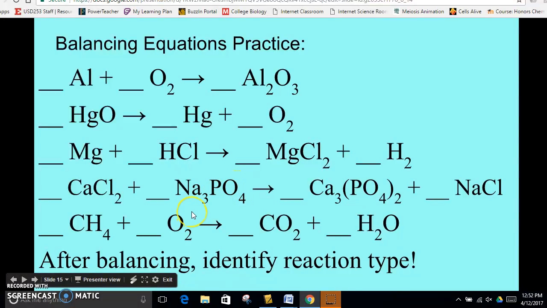If you are not able to do these, I have created an EduCreations video where I balance the first one, so aluminum plus oxygen yields aluminum oxide, and I also balance this fourth one here for you to show you the steps or the procedure for balancing a chemical equation. I want you to practice balancing these before you come to class. Don't worry about identifying the reaction type, as we have not done that yet.